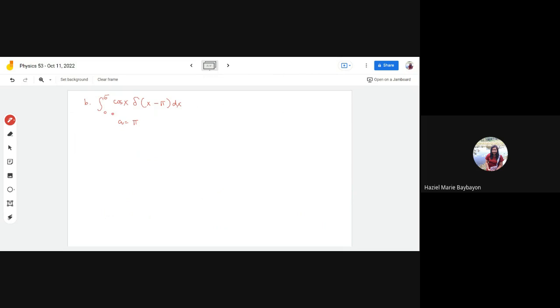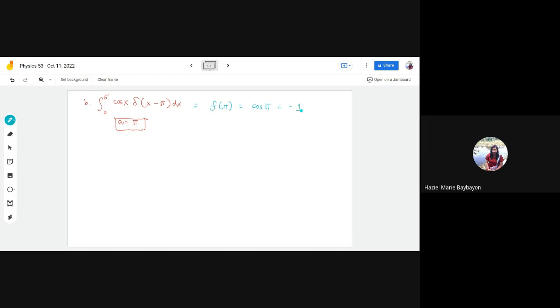Therefore, you just have to evaluate cosine x. This is our function f of x, right? So this is just equal to f of pi. So your f is equal to cosine x. So you have cosine pi. So pila ning cosine pi, class? Cosine 180 degrees, that is equal to -1.